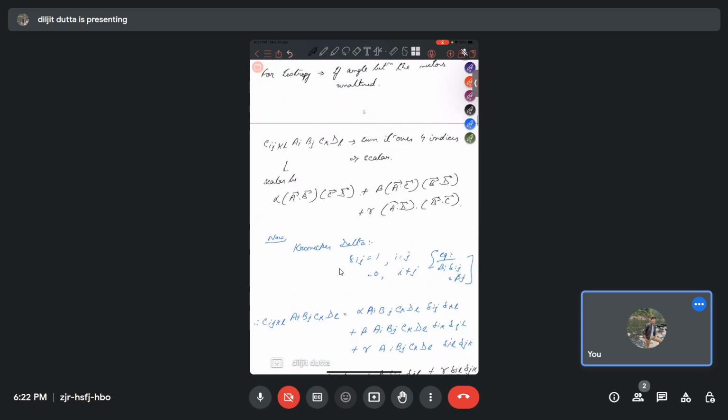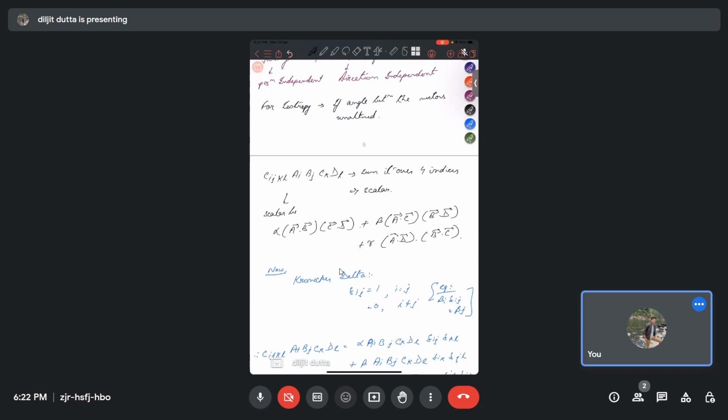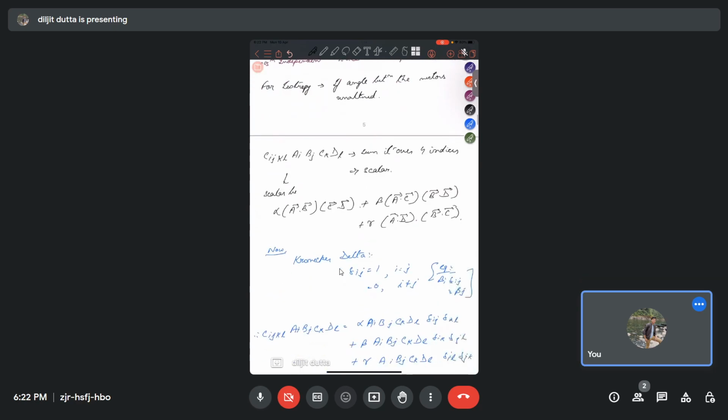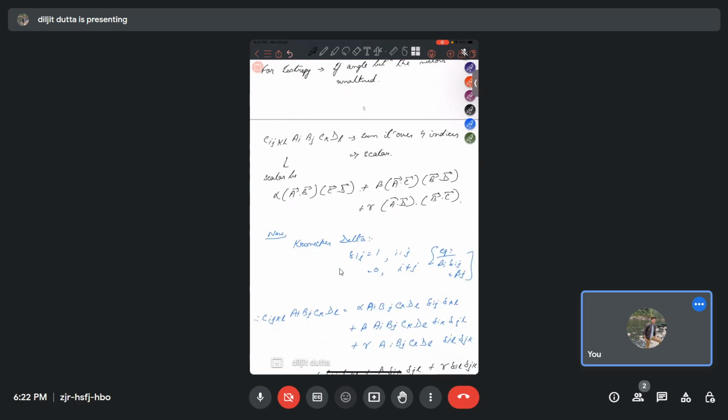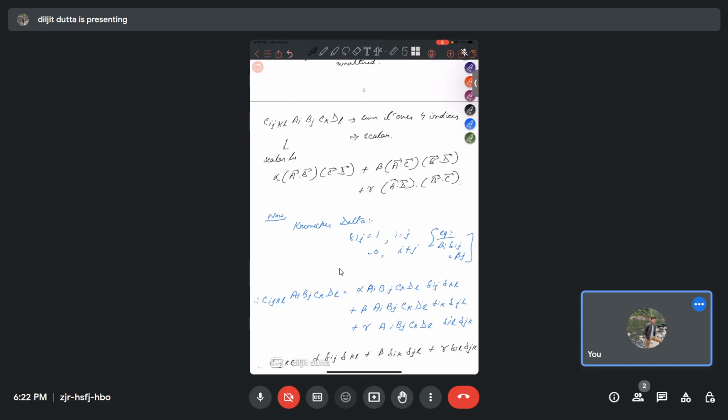Now we need to get a scalar based on C_ijkl. To get a scalar from the component C_ijkl, we take the dot product with 4 vectors, that is A_i, B_j, C_k and D_l. If we take the dot product with these 4 terms, we will get a scalar, and let us assume this scalar is given by alpha into (A dot B)(C dot D) plus beta into (A dot C)(B dot D), and gamma into (A dot D)(B dot C).